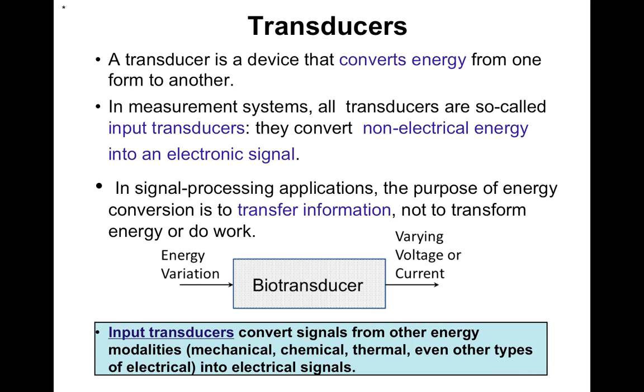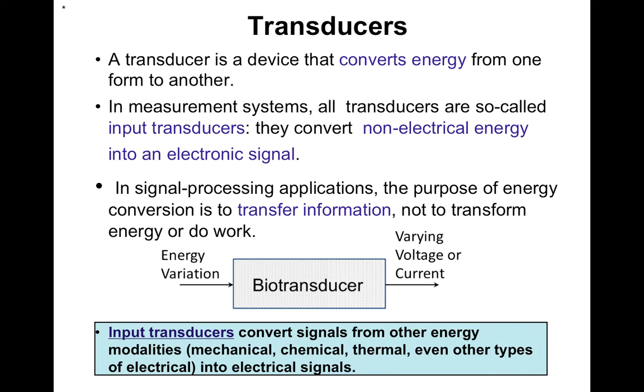So in electrical engineering in general, there are two different main branches of electrical engineering. One is the transfer of information. The other is the use of energy. So this particular category involves information transfer. So we have some energy variation that's occurring, chemical, mechanical, thermal, and we're using a biotransducer to measure that, and the output then is a varying voltage or current.